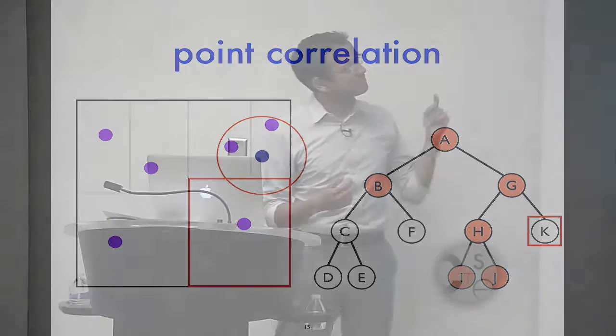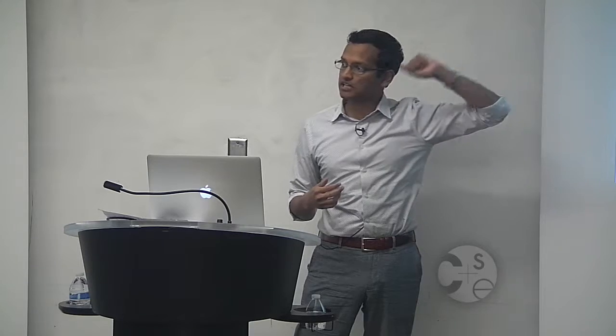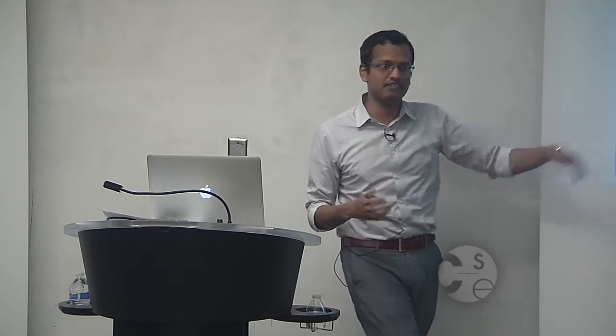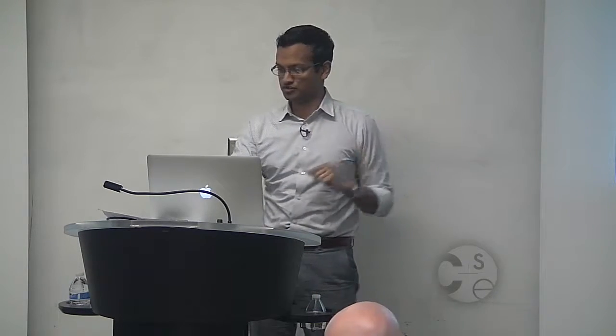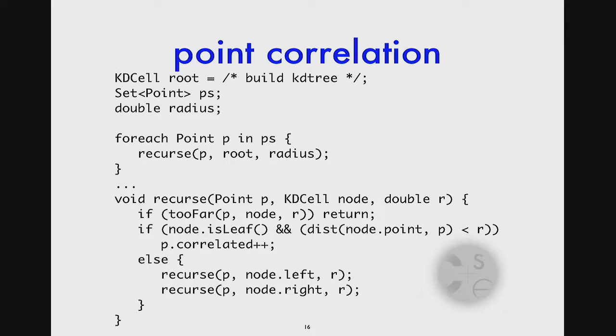Ultimately, what that means is that to find the correlation for this point, instead of having to compare with every other point in the space, I can just do this log n, essentially, computation. Right? But what I had to do was traverse this tree in order to do so. Okay? And point correlation says do this for every point. Okay, I want to know how clustered the data set is, so I need to know this for every point.